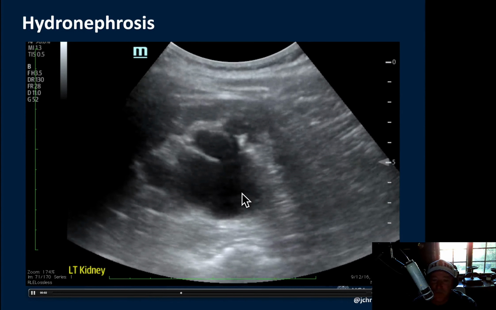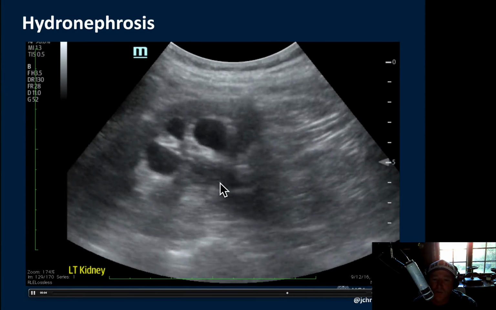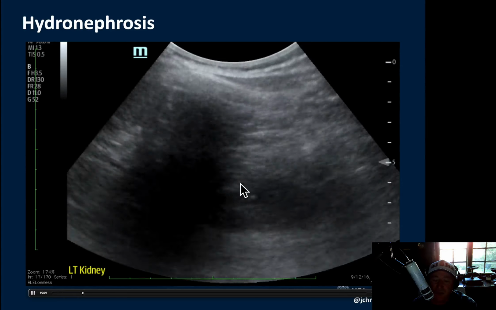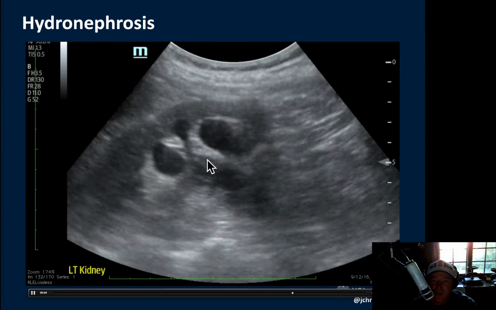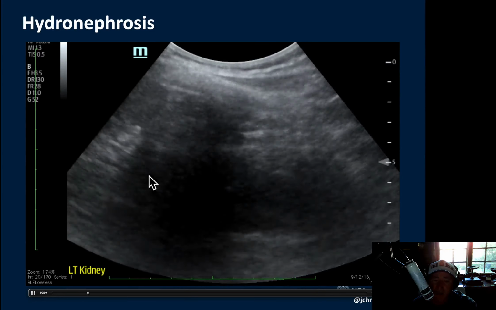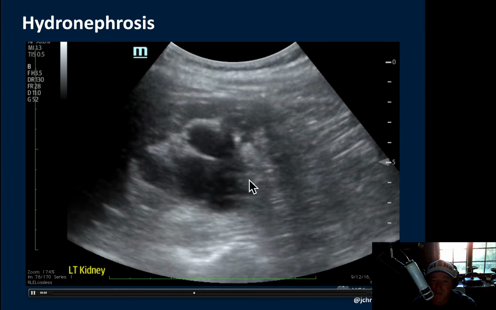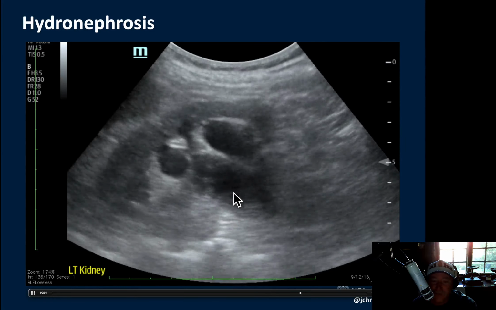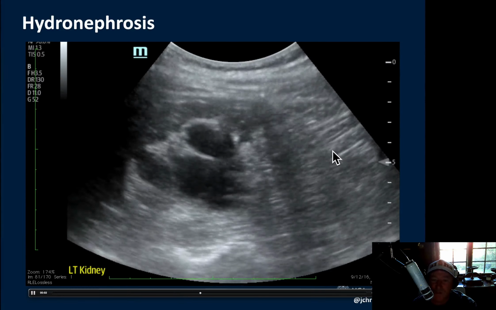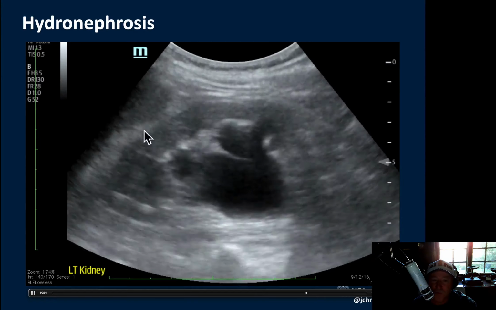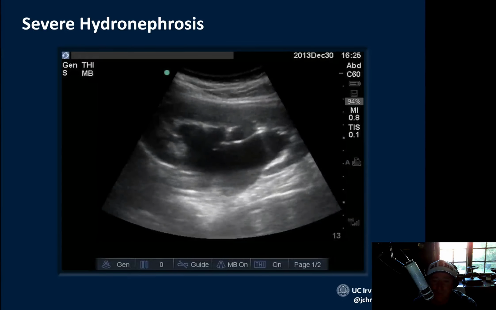Here's another example of hydronephrosis. This is probably more like moderate, because I'm starting to see a lot of coalescing of the calyces as you go out into the fingers, if you will, of the kidney. This would be the palm of the hand, and as you start to lose the fingers, as they all coalesce together, you start getting to a moderate range. Still have a pretty good intact cortex, though.